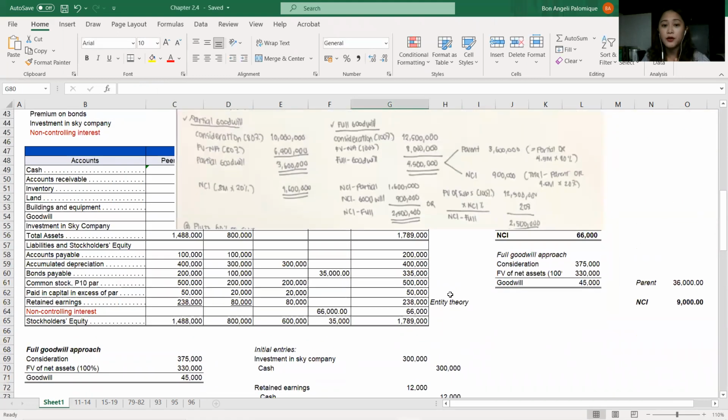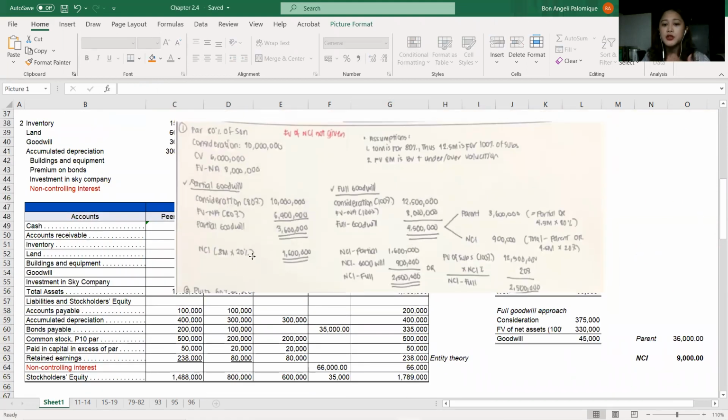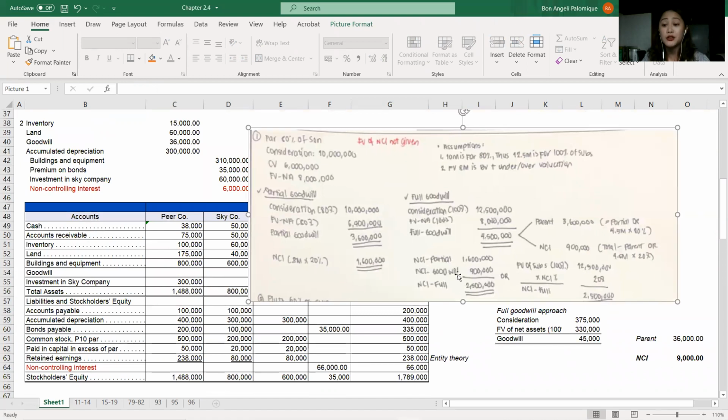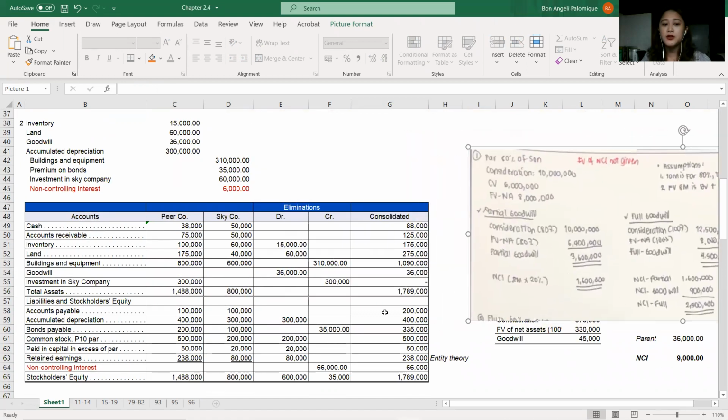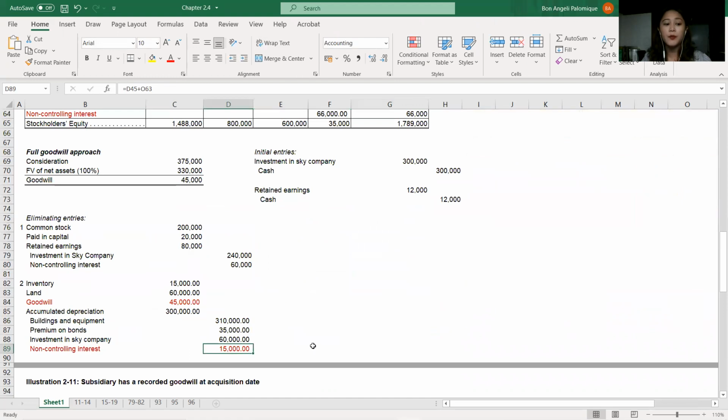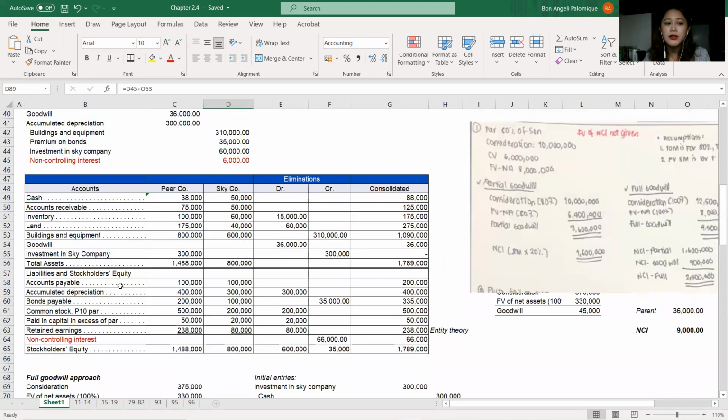So, i-relate nyo lang yung natutunan nyo na before about chapter 2.2 about computation ng NCI. Tapos ngayon, madudugtong lang siya dito sa computation ng elim entries natin. Okay, so, ayan, once nakuha mo na, ipa-plot mo na lang din ulit sa Conso worksheet and sa Conso FS mo.